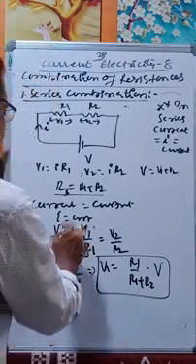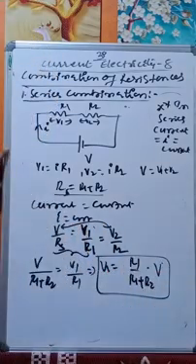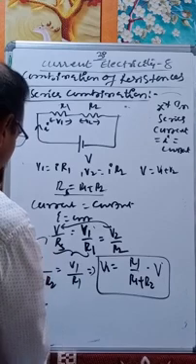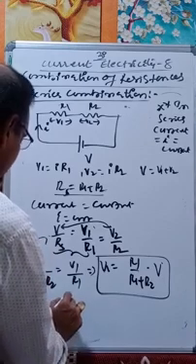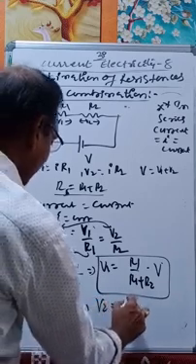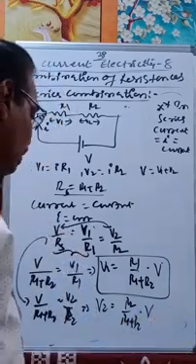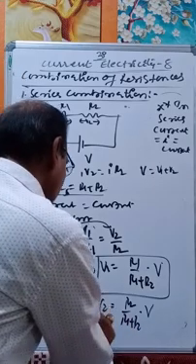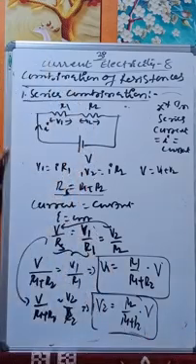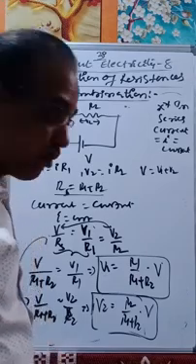Similarly, what is V2? If you consider these two, how can you get the value of V2? V by R1 plus R2 is equal to V2 by R2, which implies V2 is equal to R2 by R1 plus R2 into V. So this is what is called the voltage division formula. V2 is equal to R2 by R1 plus R2 into V. Similarly, V1 is equal to R1 by R1 plus R2 into V.